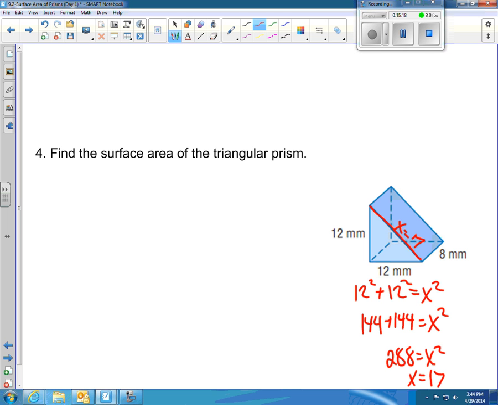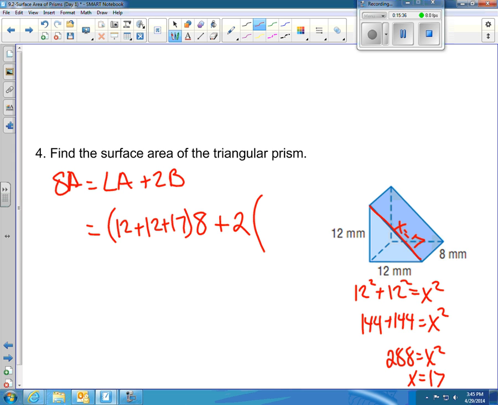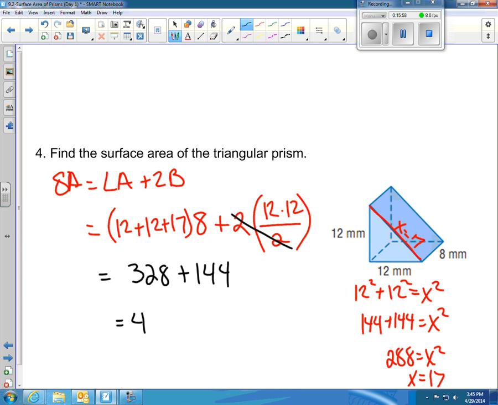All right, so let's go ahead. Surface area is lateral area plus 2 base areas. Our lateral area, our perimeter, 12 plus 17, times our height, so that's our 8, plus 2 base areas. Our base is a triangle, so the formula is base times height, divide by 2. The times by 2 and divide by 2 are going to cancel out. When we add 12 plus 17 and times it by 8, we get 232 plus 144. So 472 millimeters squared.